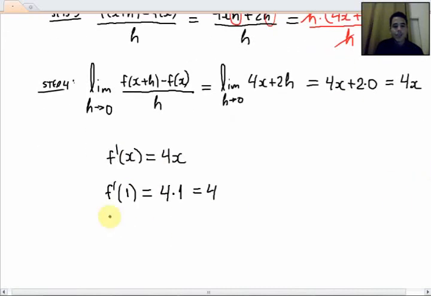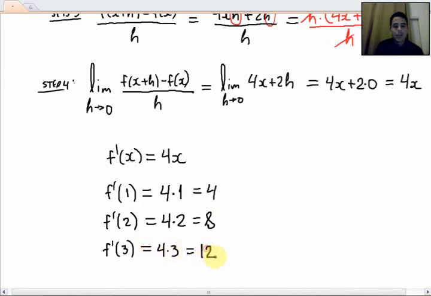What is the derivative at 2? That's easy. That's 4 times 2, so put 2 here. 8, right? And the derivative at 3 is 4 times 3, 12. So that answers number 12.